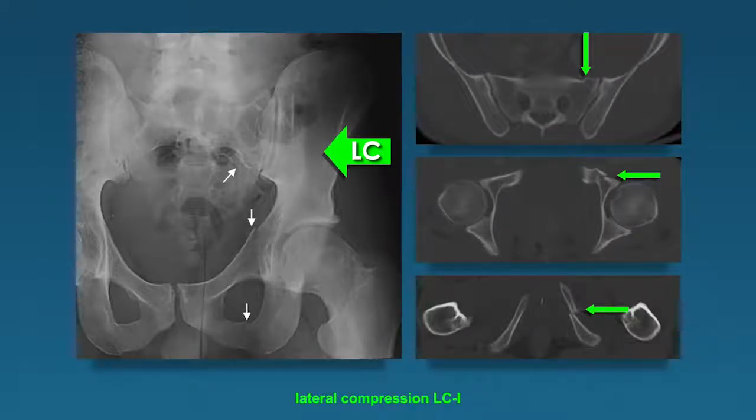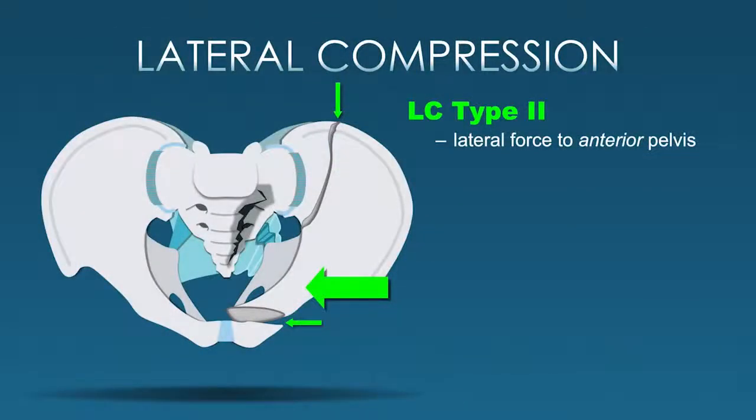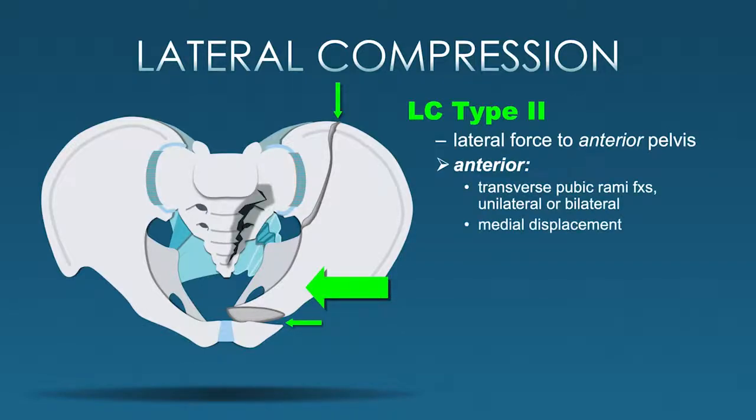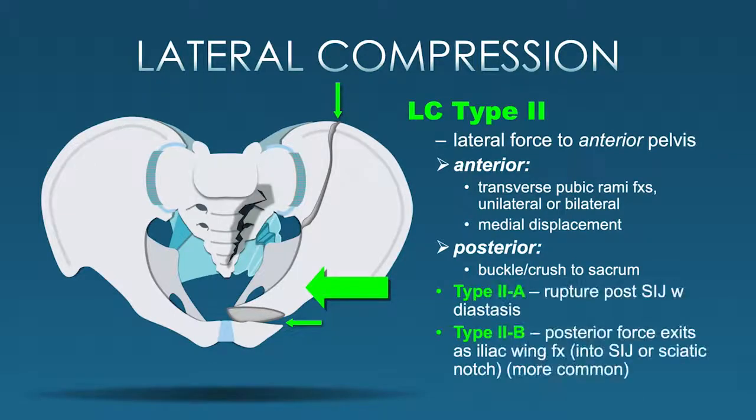Type 2 injury now has the lateral force a little bit more anteriorly directed in the pelvis, so we're putting some pressure on the posterior pelvis and trying to pivot that. So on top of having our anterior injuries that involve the rami fractures, we're now going to have some internal displacement, going to put some pressure on that posterior pelvis and cause our buckle crush injury to the sacrum, but as well either cause diastasis to the posterior SI joint ligament or fracture through the iliac bone.